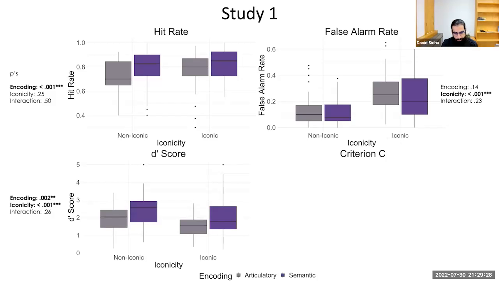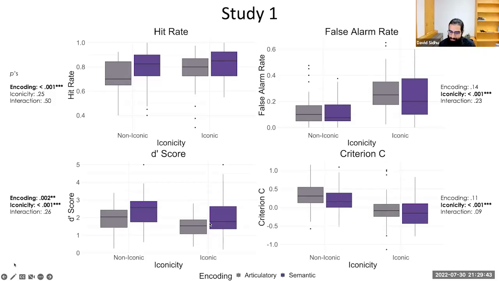Next, we'll look at D prime score, which is sort of an overall measure of memory strength, how well a person can distinguish between old and new items. And again, we get an effect of iconicity with a worse memory for the iconic items. And then lastly, criterion C, which is sort of the threshold participants set of how much evidence they have to have before they say that they've seen this word before. And you can see that they set a significantly lower threshold for iconic items. So they're more willing to say, I've seen this word before if it's iconic.